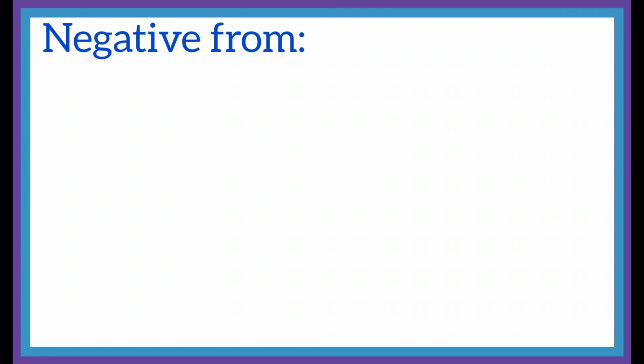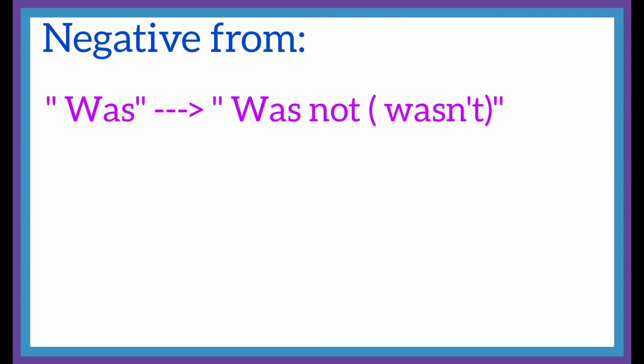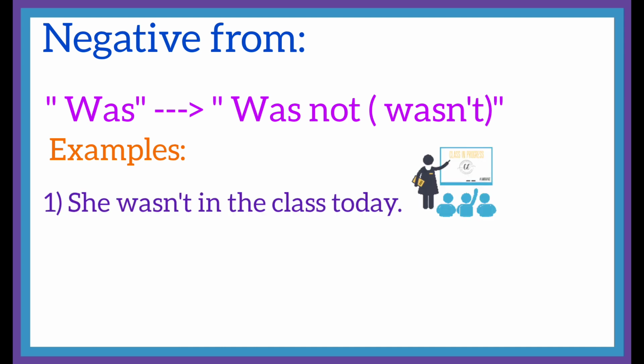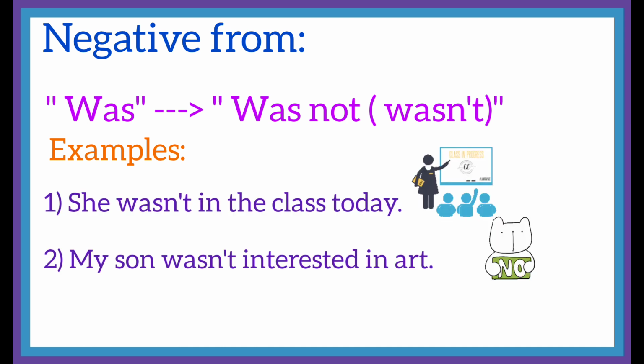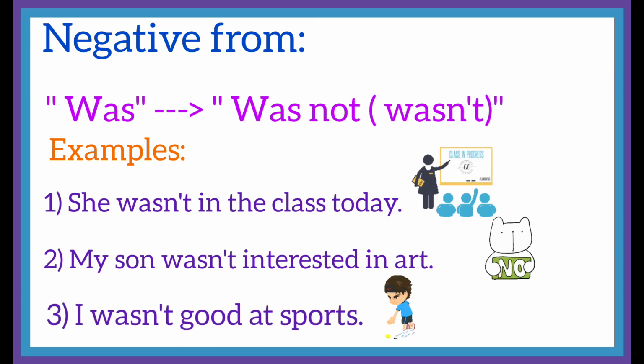Negative form. Was changes to was not. Short form wasn't. For example, she wasn't in the class today. My son wasn't interested in art. I wasn't good at sports.